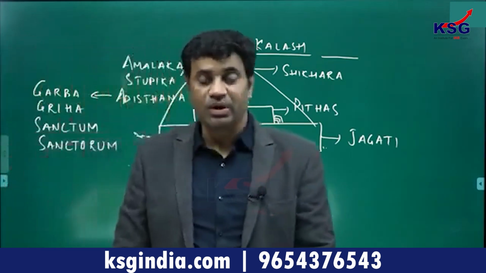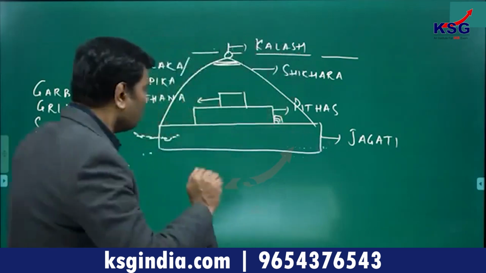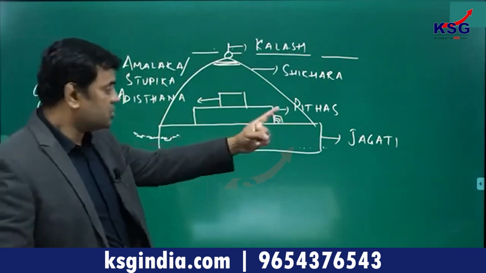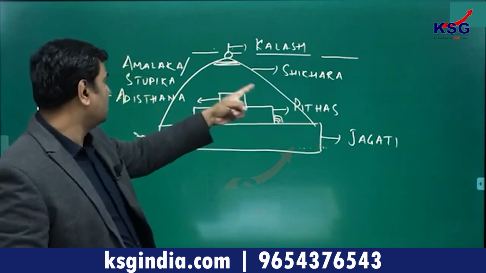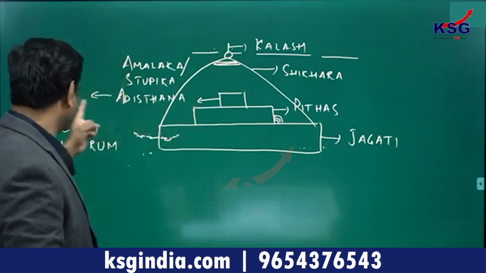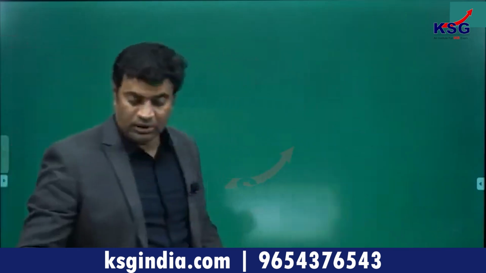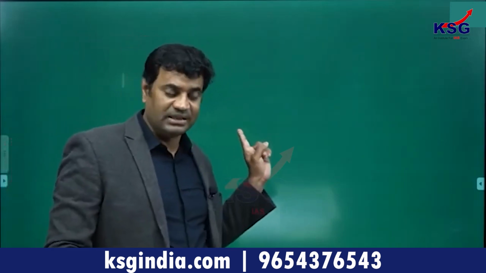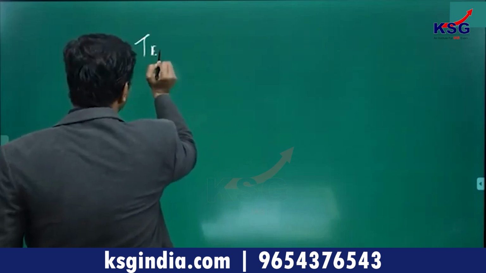Now, which were the temples constructed under the Nagar style of temple architecture? First of all, start with temples of Eastern India. Do write these terms: Jagati, Pithas, Adhisthan, Shikhar, Amalaka, and then Kalash. This Adhisthan is Garbhagriha or sanctum sanctorum. Now we'll come to the temples constructed in Eastern India, largely in the Nagar style of temple architecture.